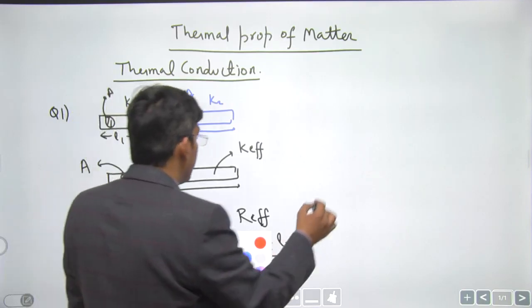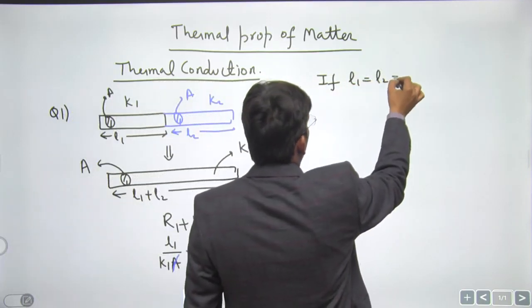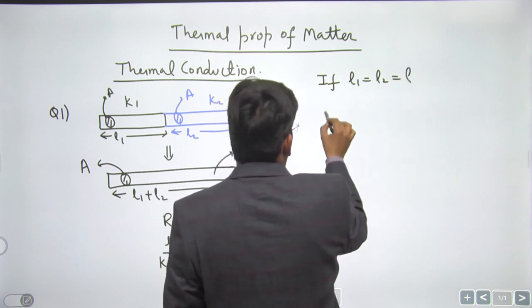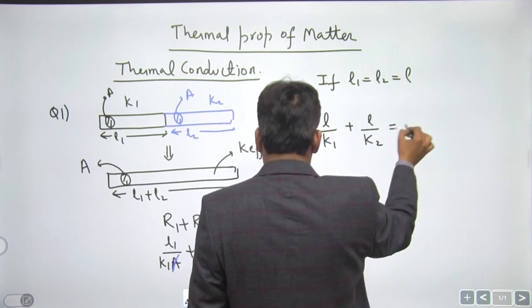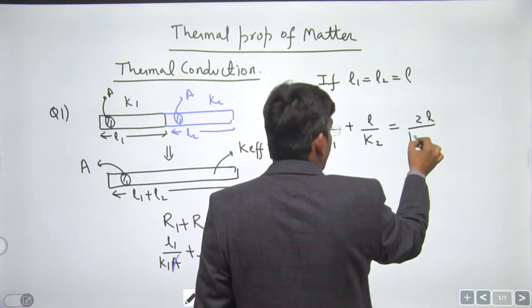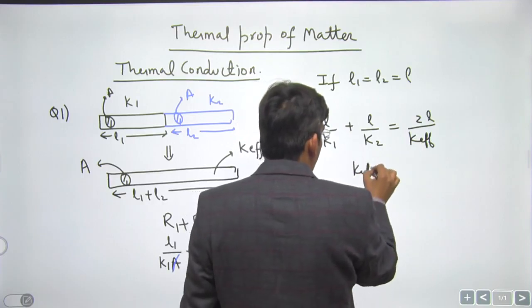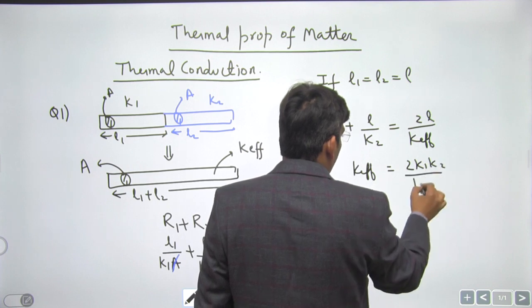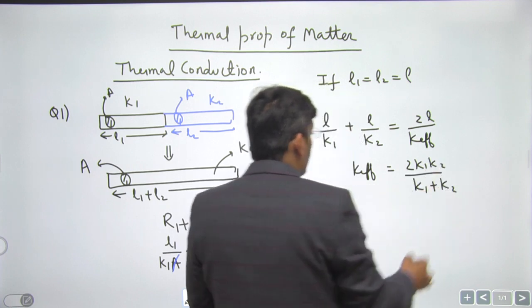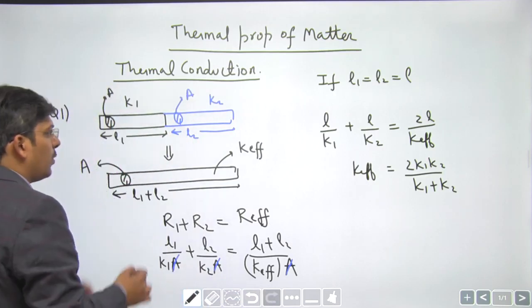Suppose we have a special case here, that is if L1 is equal to L2 is equal to L, then you have L by K1 plus L by K2 equals 2L divided by K effective. So in this way you can get the value of effective K as 2K1K2 divided by K1 plus K2, which is the harmonic mean of K1 and K2. Right, dear students, this was one of the questions.